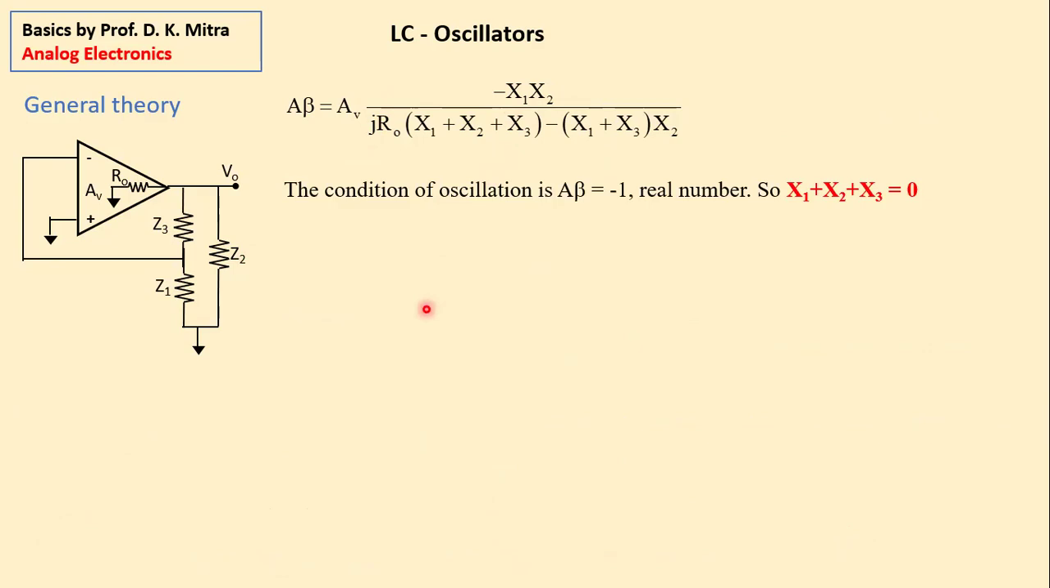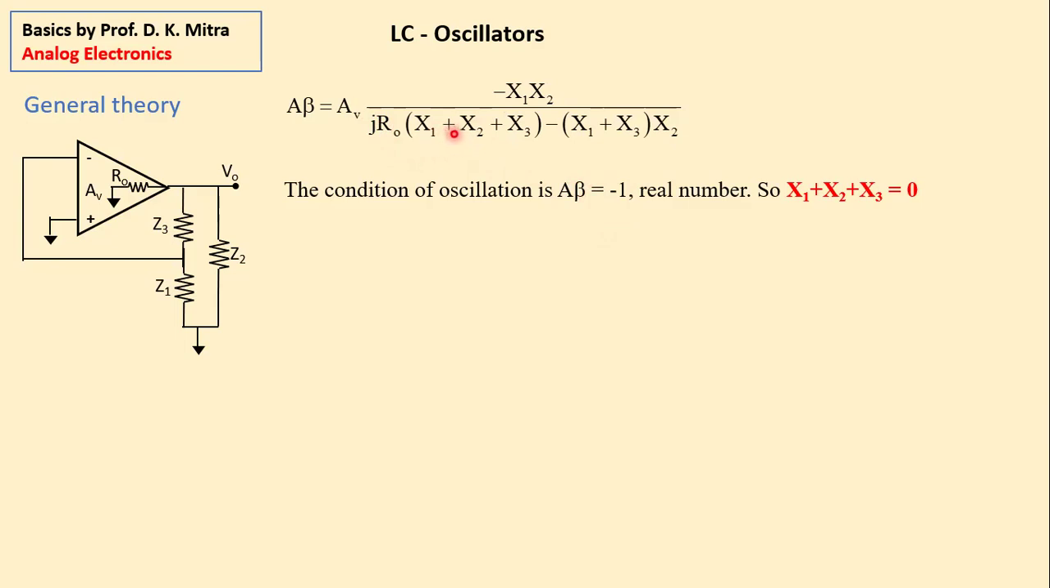Remember, for oscillation, A beta has to be minus 1 because it is a negative feedback circuit. Input is given to the negative. That means A beta is a real number. In a positive feedback, Barkhausen criteria says the angle of A beta should be 2 pi or a multiple of 2 pi. That means it's a real number. If A beta has to be a real number, then this j part here has to be equal to 0.